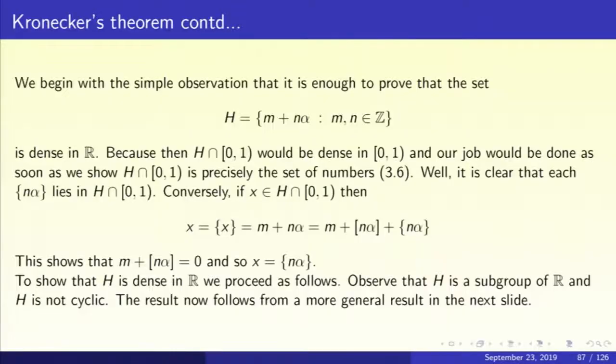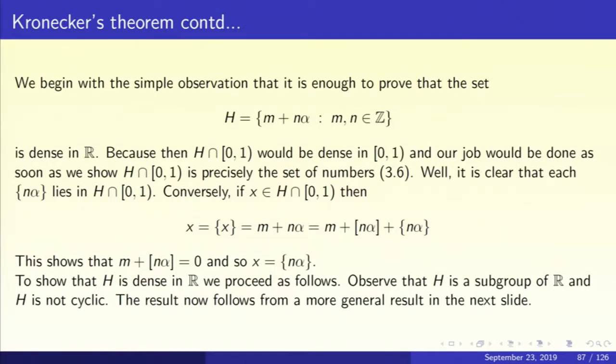Now that we have shown that our problem boils down to showing that H is dense in R, we proceed towards that goal. So we make a general observation. H is a subgroup of the real line, we have seen that. Now we shall show that H is not a cyclic group. So now let us observe that H is a subgroup of R and H is not cyclic. It is very easy for you to show that H is not cyclic. I leave it as an exercise for you to show that H is not cyclic.